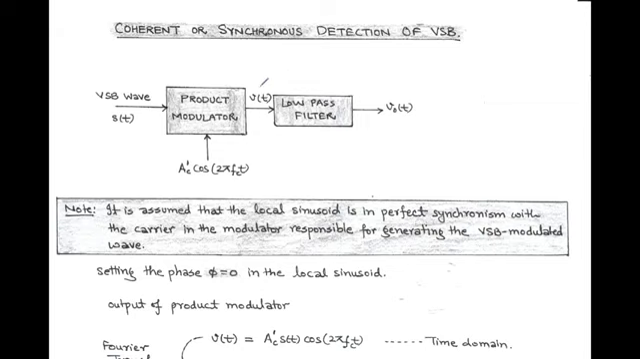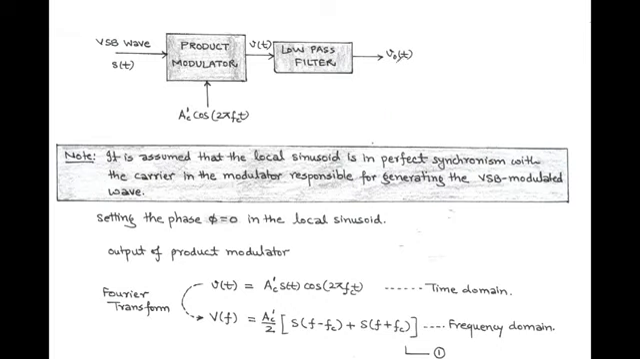In synchronous detection, the product modulator is followed by the low pass filter. The output of the low pass filter is v0(t) that corresponds to the scaled message signal or modulating signal. Now we are going to derive mathematically the output of the synchronous detector that corresponds to the scaled message signal.